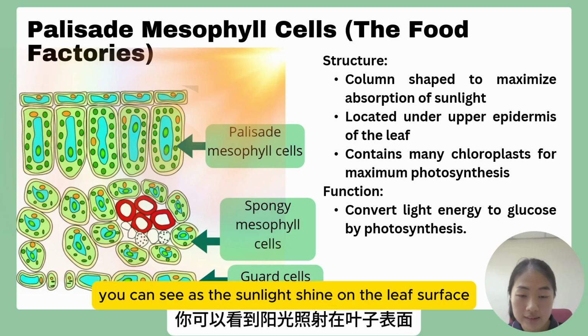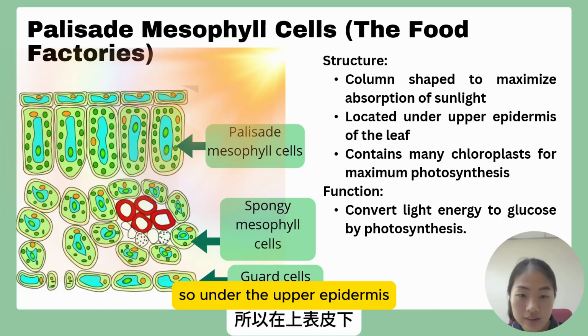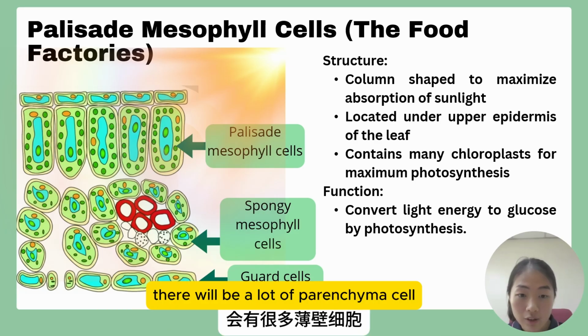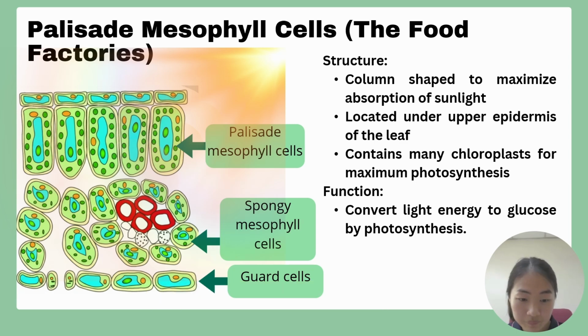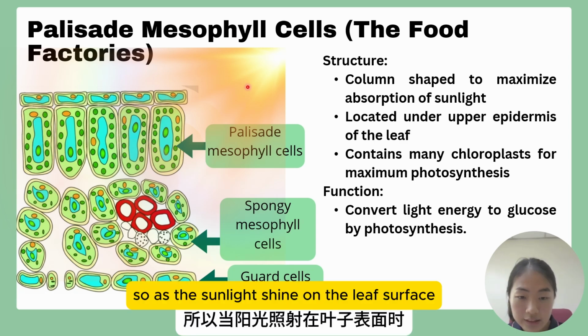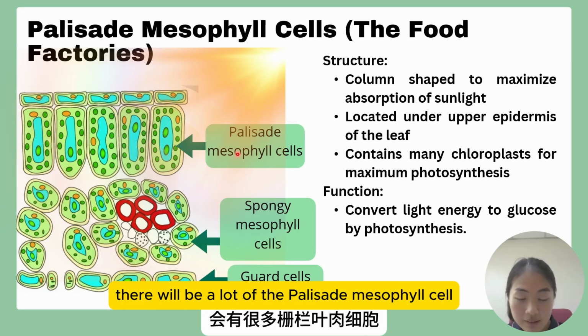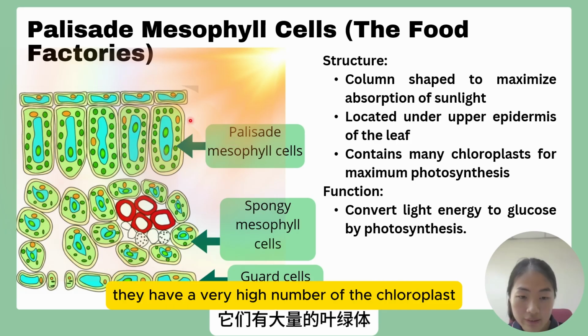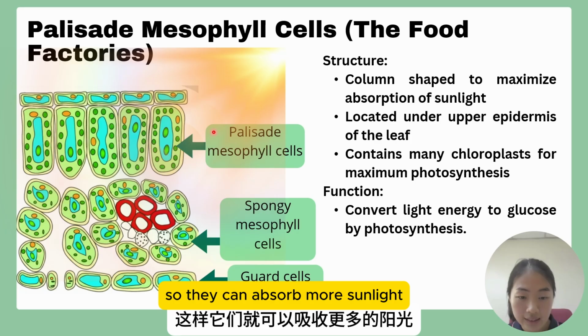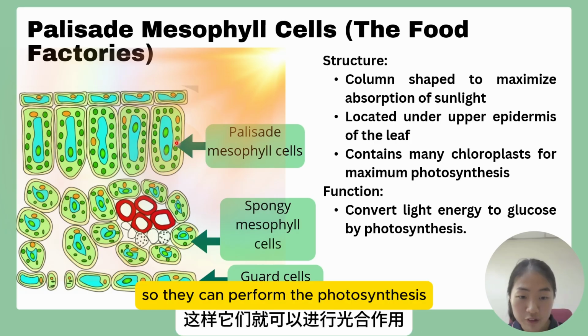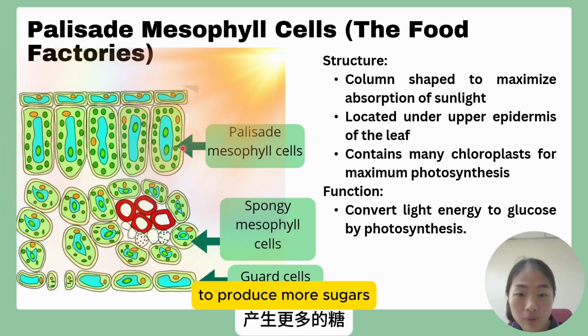So you can see, as the sunlight shines on the leaf surface, under the upper epidermis there will be a lot of palisade mesophyll cells. Inside the palisade cell, they have a very high number of chloroplasts, so they can absorb more sunlight. So they can perform photosynthesis to produce more sugars.